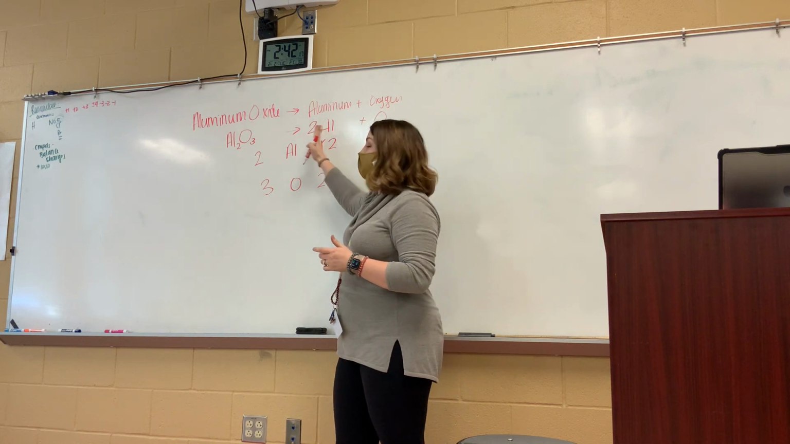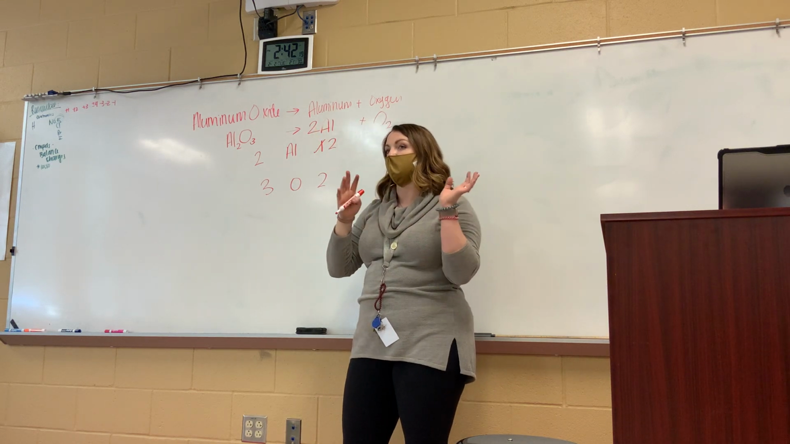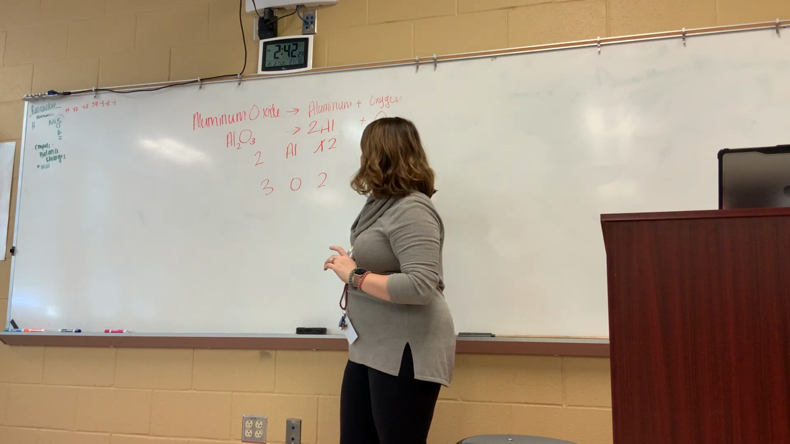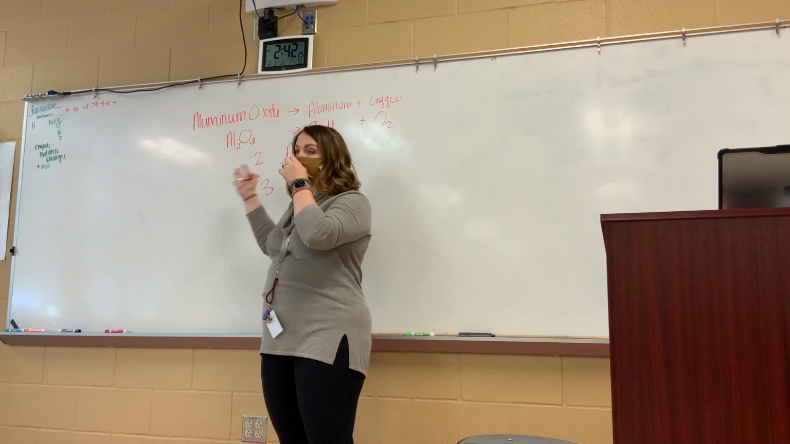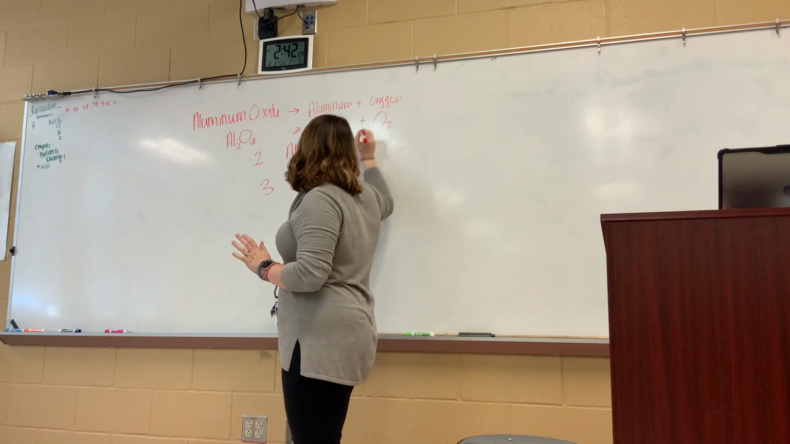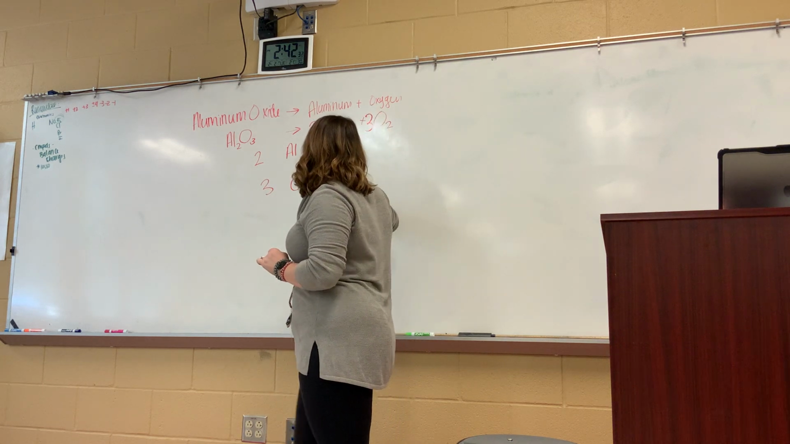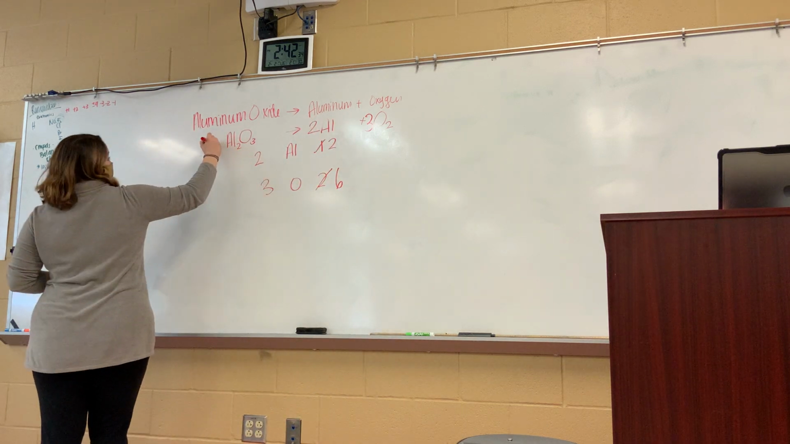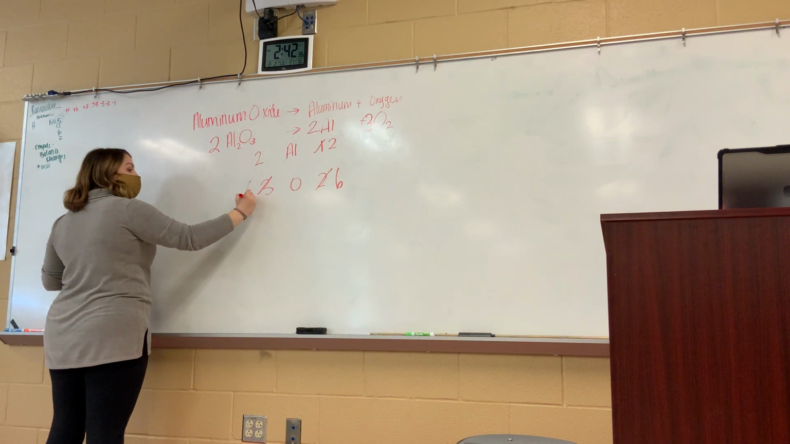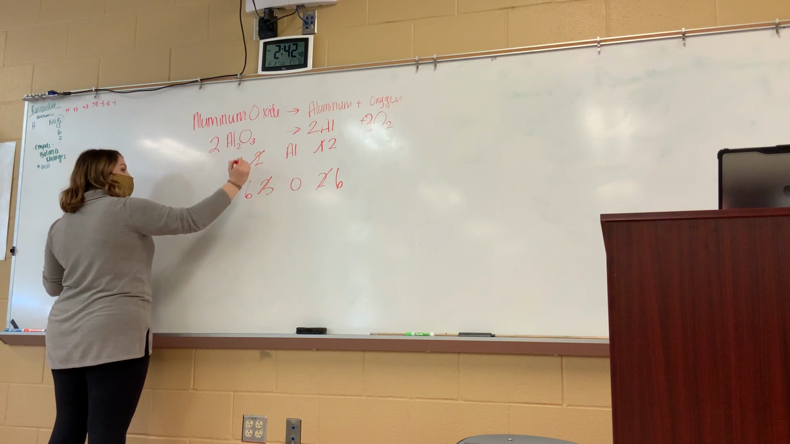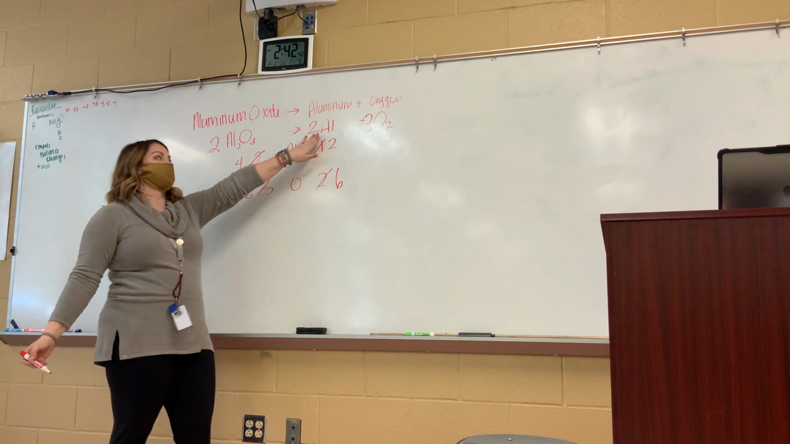Now if the oxygen was divvied up in multiple places, then we could do something different. But since oxygen's only in one place on either side, we're just going to make them both equal to 6. So how do I make this one equal to 6? Put a 3 in front. What about this one? 2. So now there's 6. But what happened to my aluminum? 2 times 2 now makes 4. So how do I make aluminum 4 on this side?